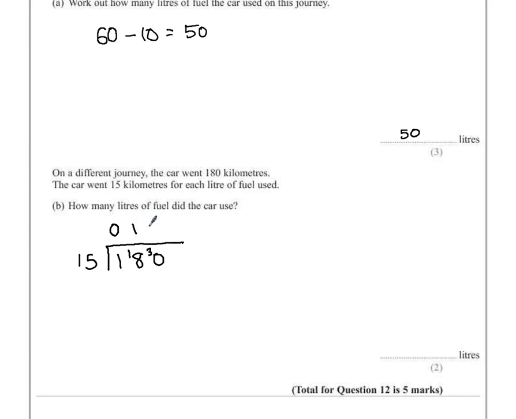15 into 30 is 2. So there are 12 lots of 15 in 180. So therefore that must have been 12 litres being used. Your answer then being 12.